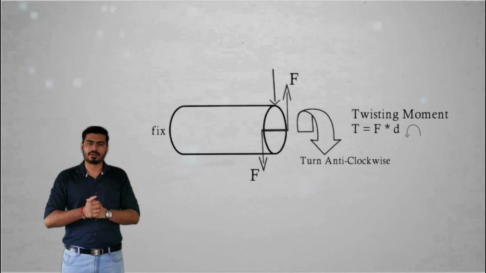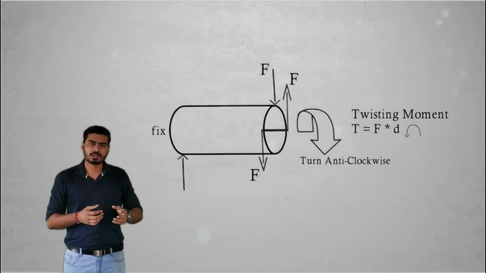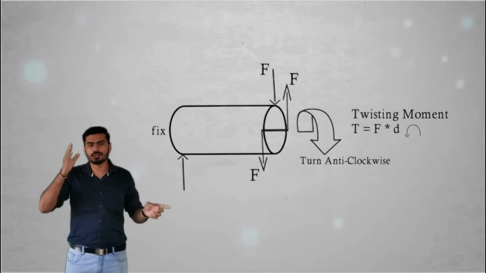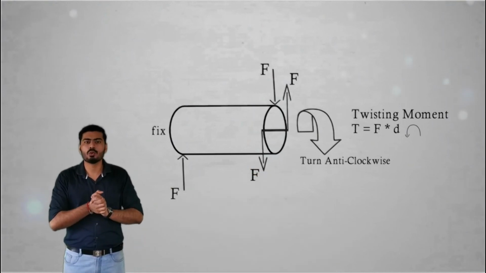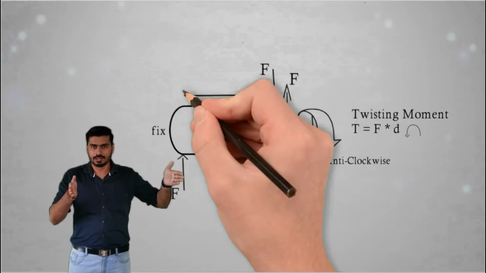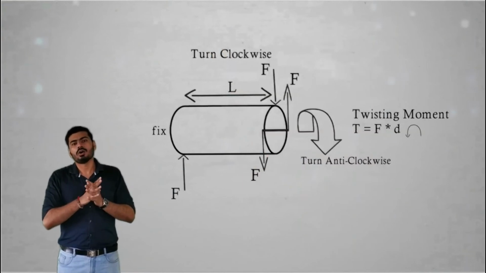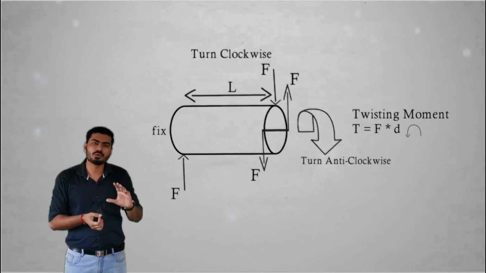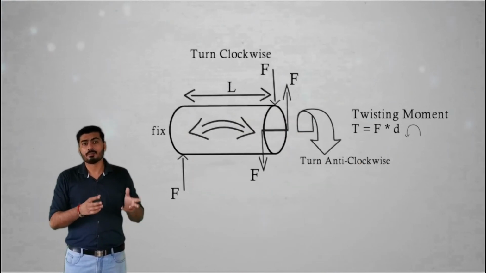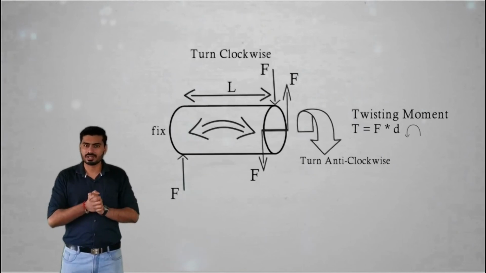Now consider another effect. We are applying another couple for which the force F is applied on the free end like this, and on the fixed end like this. Both forces are applied at a distance of L. The perpendicular distance between the two forces is L. Now, these two forces will try to rotate the body in a particular direction, but due to the fixed end, the body will not rotate in that direction.